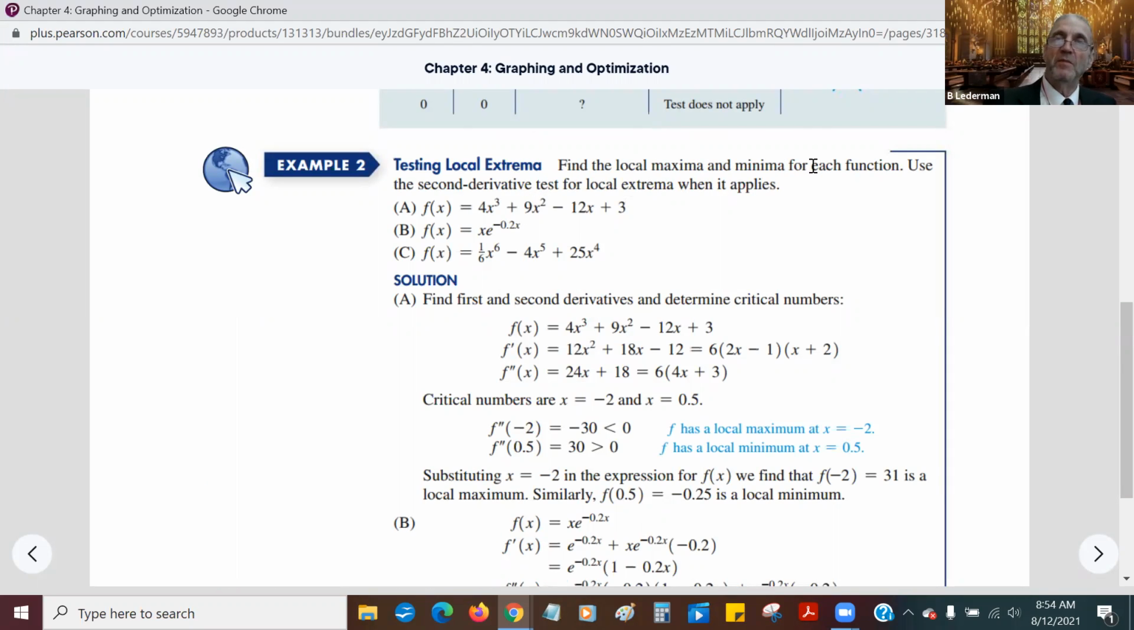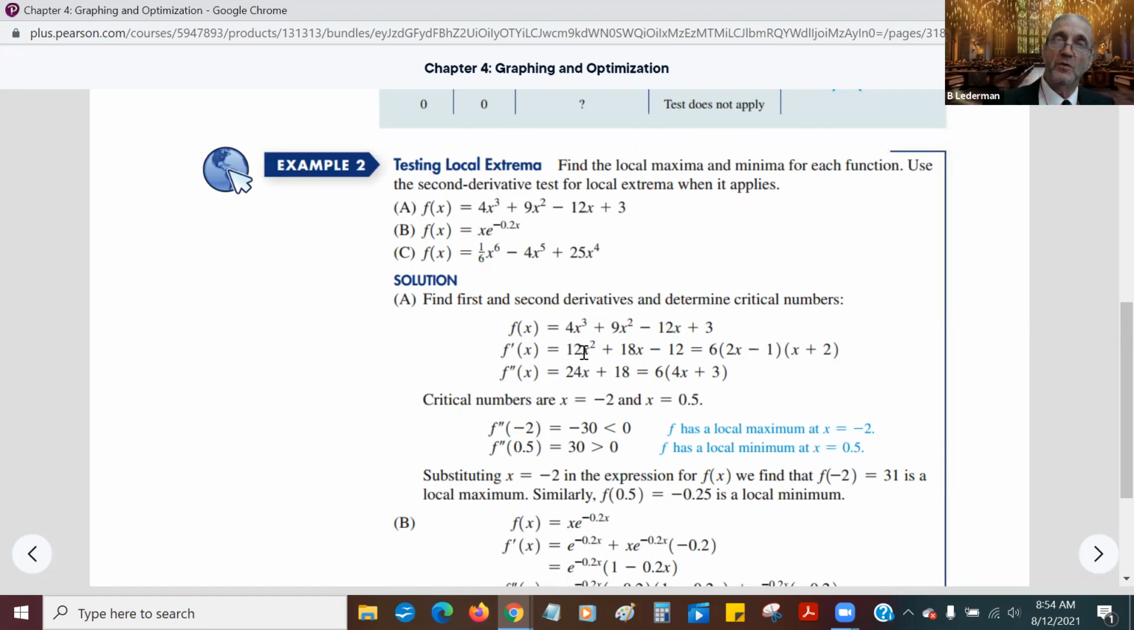Find the local maximum and minimum for each function. Use a second derivative test for local extrema when it applies. So first, let's just do A. I don't think I'm going to do all of these. I'm just going to do A. 4x to the third plus 9x squared minus 12x plus 3. So f of x is equal to 4x cubed plus 9x squared minus 12x plus 3.